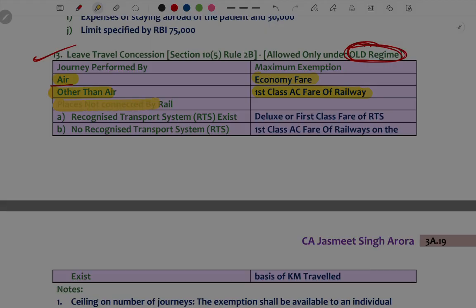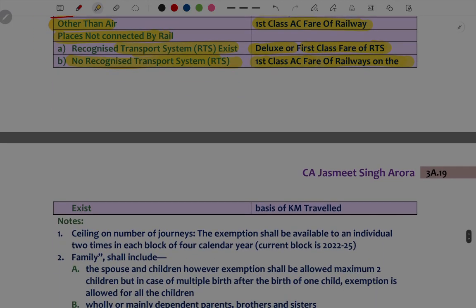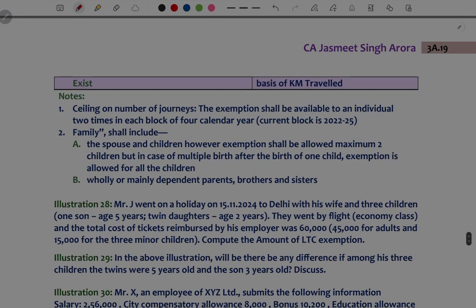If the place is not connected by rail, then a recognized transport system, like a bus, applies, and deluxe class or first class would be accepted. If it is not a recognized transport system, then first class AC fare of railway would be exempted.